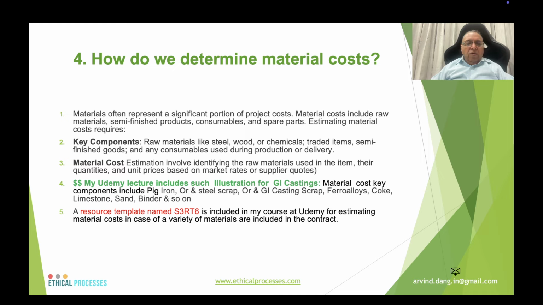The material cost estimation involves identifying the raw materials used in the item or the equipment, their quantities, and unit prices based on the market rate or suppliers' quotes and negotiations. My Udemy lectures include such an illustration for grey iron castings, where the key components for the materials are pig iron or steel scrap or grey iron casting scrap, ferroalloys, coke, limestone, sand, binder, and so on. There is a resource template called S3RT6, Section 3, Resource Template 6, which is included in my course at Udemy for estimating the material cost and which can be very useful for you for instant use.